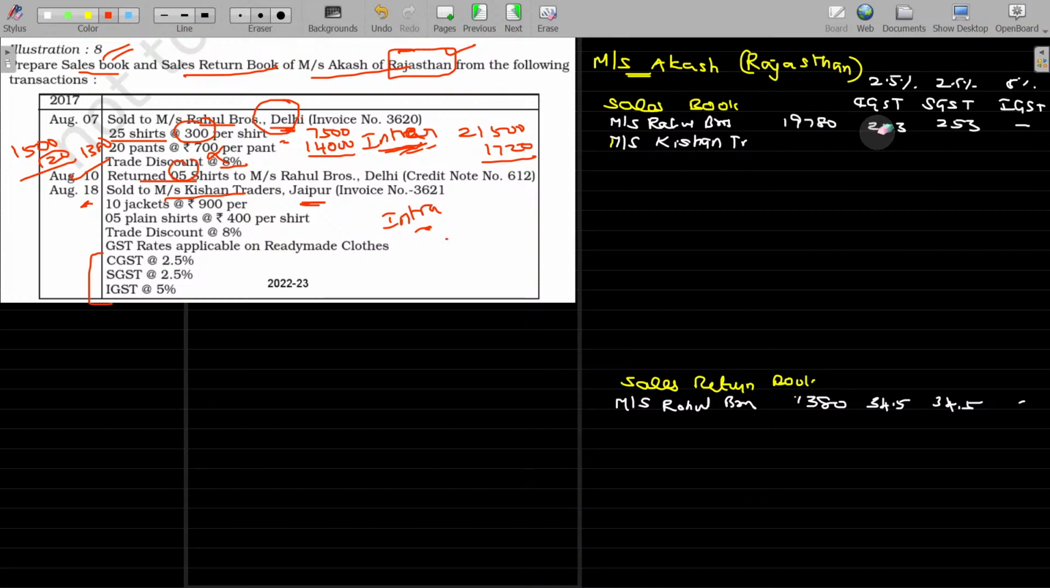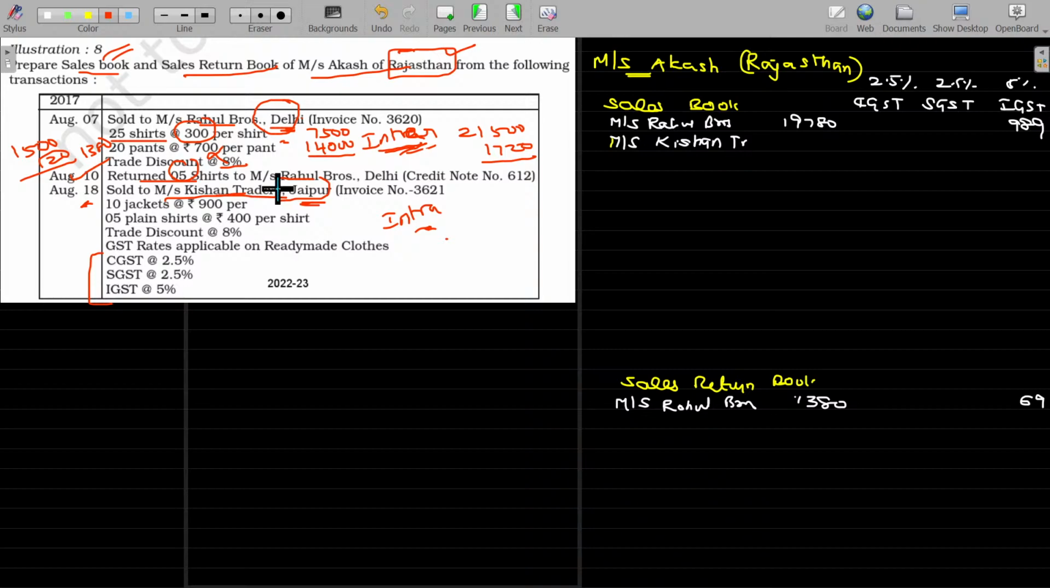As first one is interstate sale, the total should be only in IGST. Come on. Calculate 5% on 19,740, 780. 989, I think so. 989. On return 1,380, for that 5% will be 69. And the last transaction is Jaipur, which is intra. Intra means we need to use CGST and SGST.